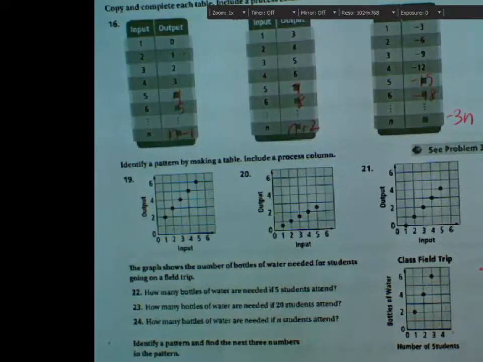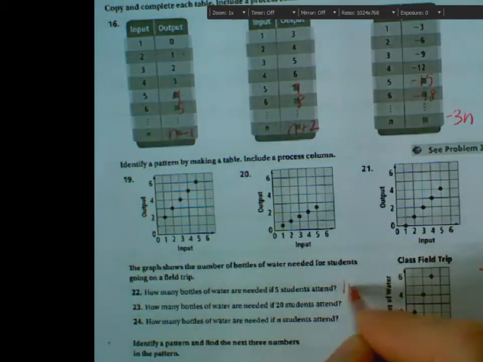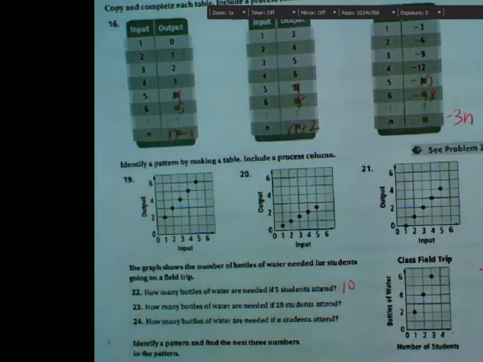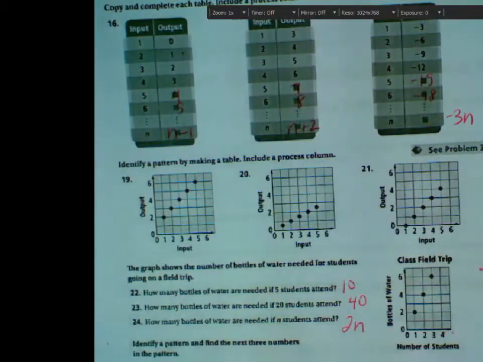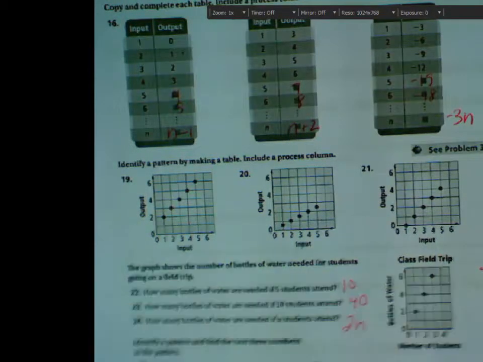Bottles of water would be 2, 4, 6, 8, 10. So now I can see that 5 students would need 10 bottles of water. And then I can see that the pattern is there's 2 bottles of water for every student. So 20 students would need 40 bottles of water, and n students would need 2n bottles of water.